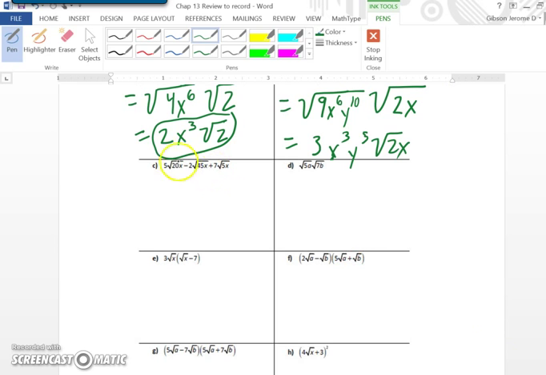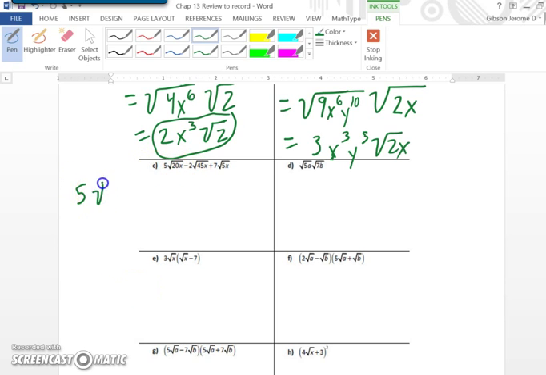Now we go here to C. If you notice here, we don't have any like terms because in order for them to be like terms, they must have the same index in the radical and also the same radicand, or the number under the radical. But if you notice here, all of these, except for the 5x, have perfect squares under the radical. So we will break this up.